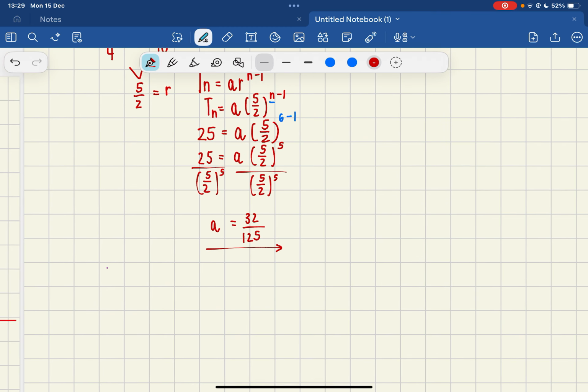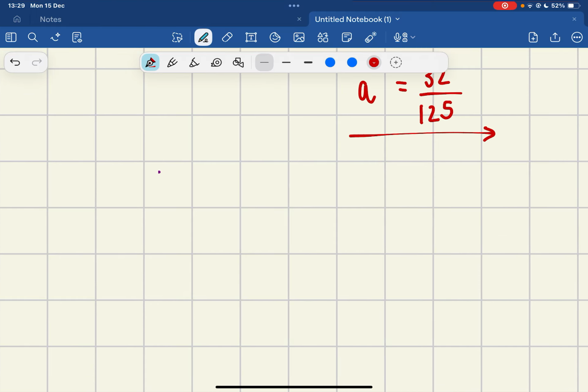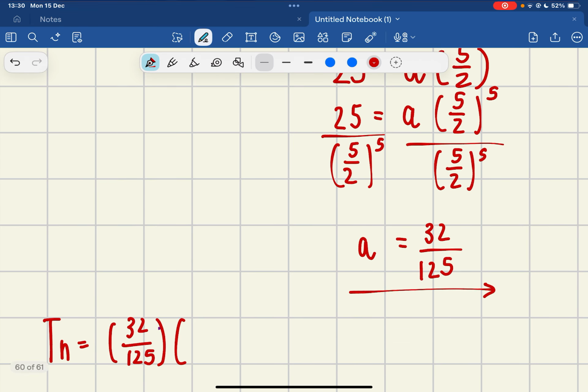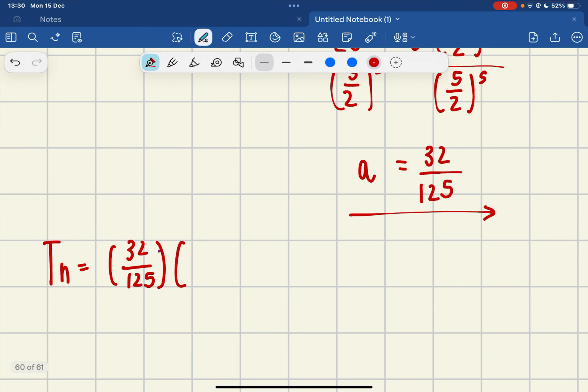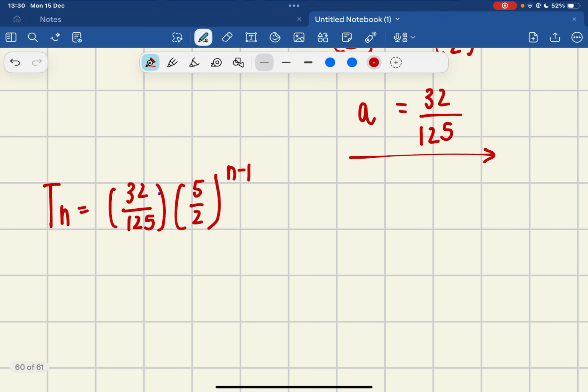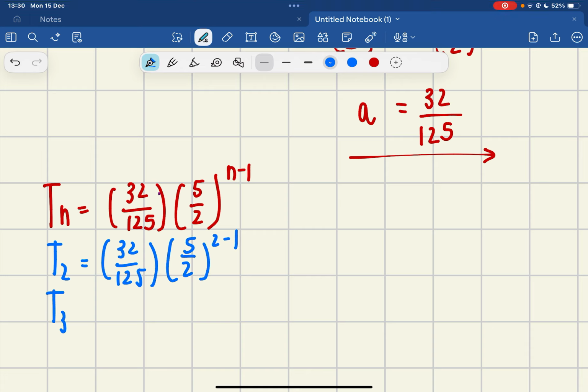That's your A value. And therefore, we could also then say T of n is equal to 32 over 125. What's our R value? Our R value, we said, is 5 over 2, to the n minus 1. That's our T of n. But then we need T2. So T2 is equal to 32 over 125, 5 over 2, to the 2 minus 1, and T3 also is required. And this can be further simplified.